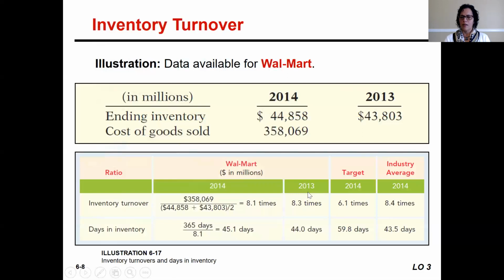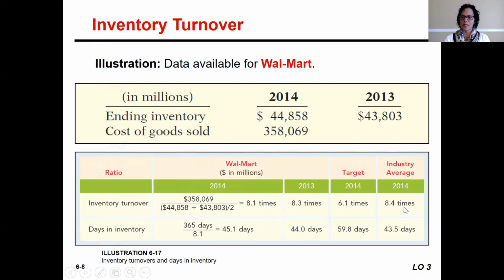Now I compare it to my performance last year. When I'm talking about my performance, I'm talking about Walmart. I'm Walmart. In 2014, it was 8.1. What was it in 2013? It was 8.3. It was slightly higher. So that's not a good thing that it has dropped. I compare my 2014 number with my closest competition, and that's Target. Target is 6.1. So obviously we have done much better than Target. We are 8.1. But when you look at the industry average, it's 8.4.